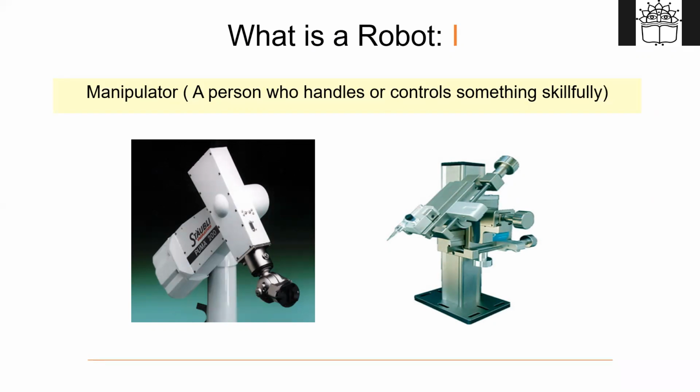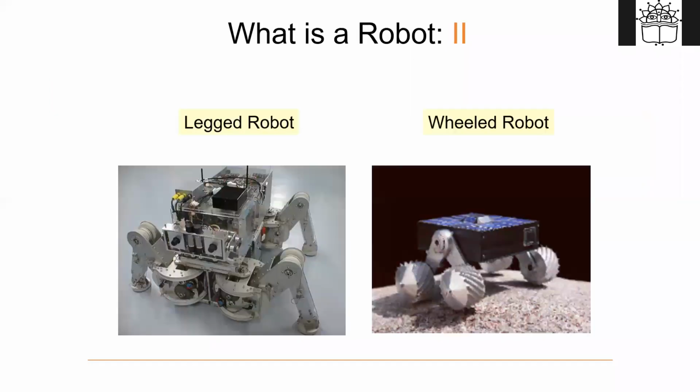For example, if you give it X, Y, and Z coordinates, like Cartesian coordinates, or polar coordinates, R, theta, and phi, or cylindrical coordinates, it will go precisely to that specific coordinate. It will position itself to that coordinate, right? And it will do it very skillfully and accurately.